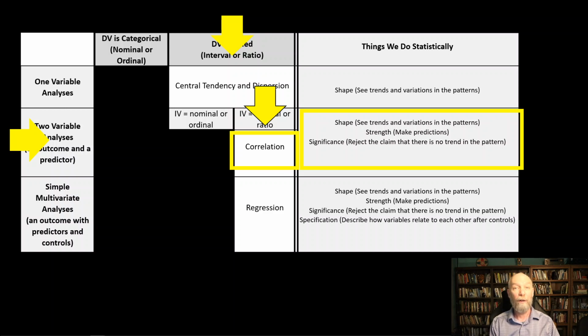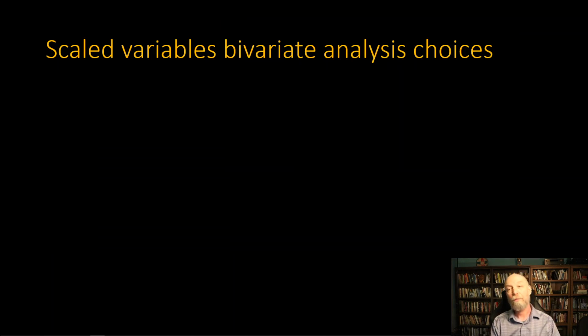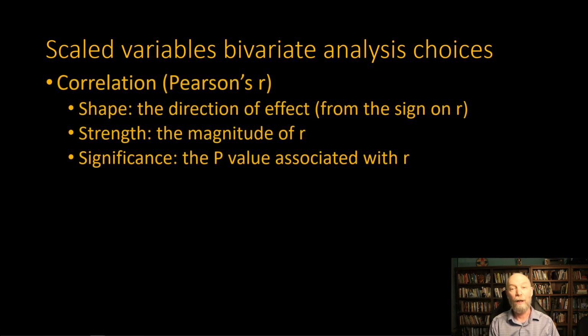Anytime you're doing bivariate analysis to actually answer any meaningful questions, you probably need to look at shape, strength, and significance, all 3, to be able to answer a question in a way that practical decision making can be concluded. So we have 2 choices if we have scaled variables in a bivariate analysis. The one that we're going to focus on primarily is correlation, Pearson's R.